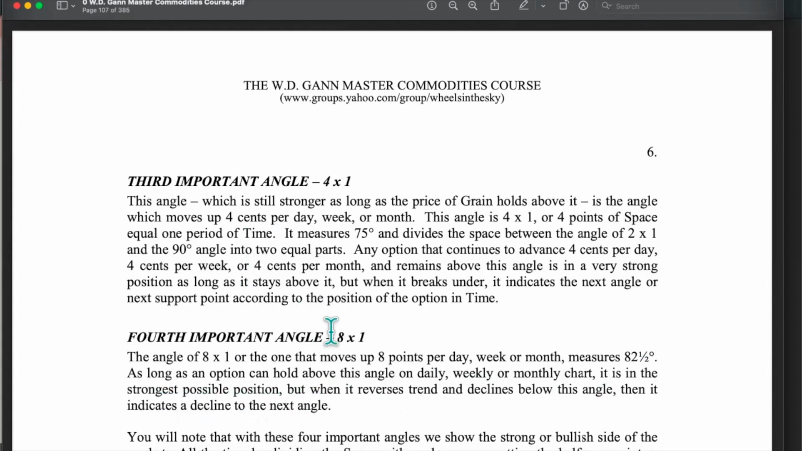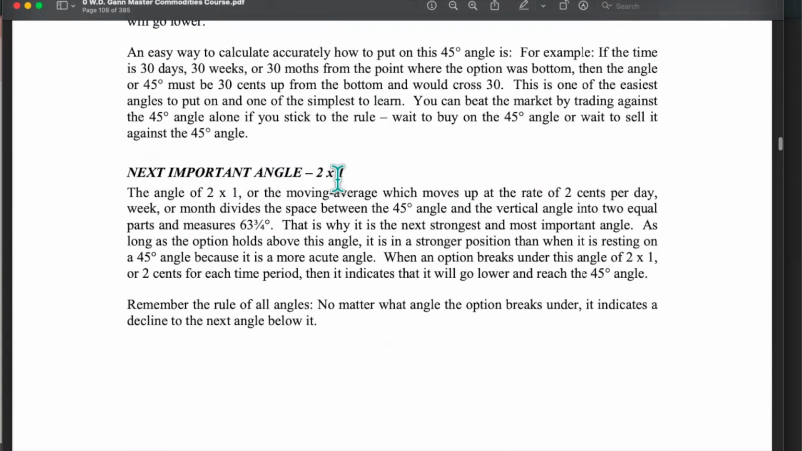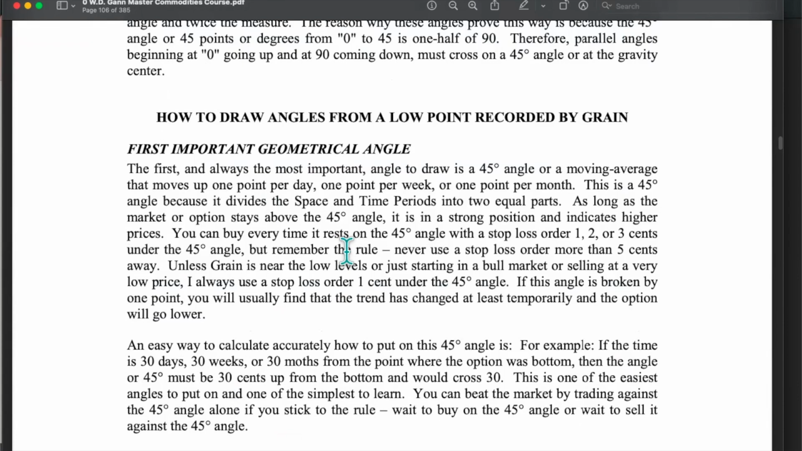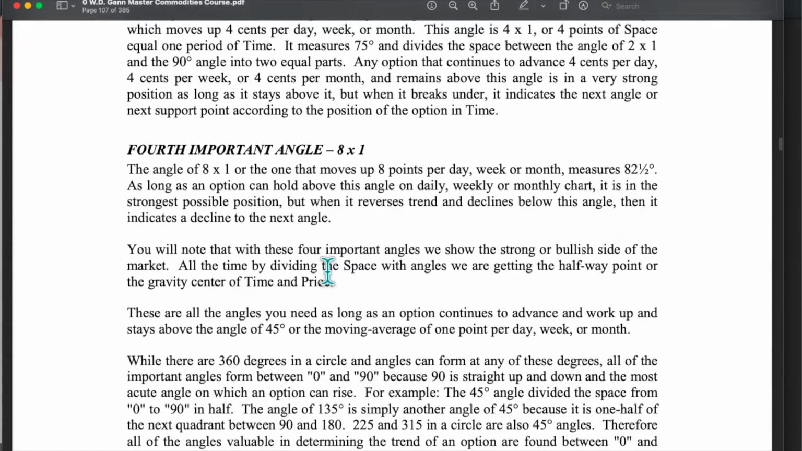So the next angle after 8 by 1 is 4 by 1, then 2 by 1, and then 1 by 1, which is considered the 45 degree. Now these are all considered very, very strong or super strong angles, where the trend is above 1 by 1 and is considered a fierce bull trend.